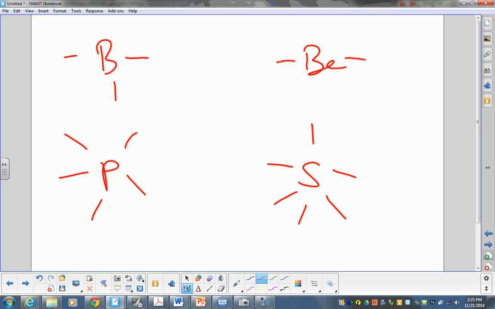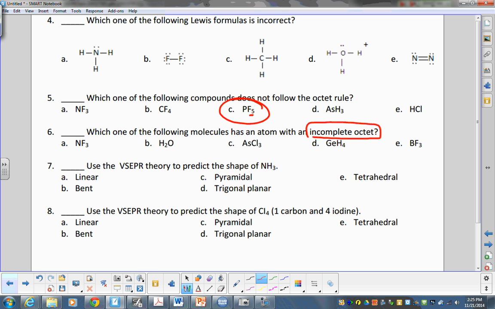These all violate 8. This only has 6. That has 4. That's going to have 12. That's going to have 10. So those are all violations of the octet rule. So look who I see right there. That's memorization via 3. I know it's going to violate it.